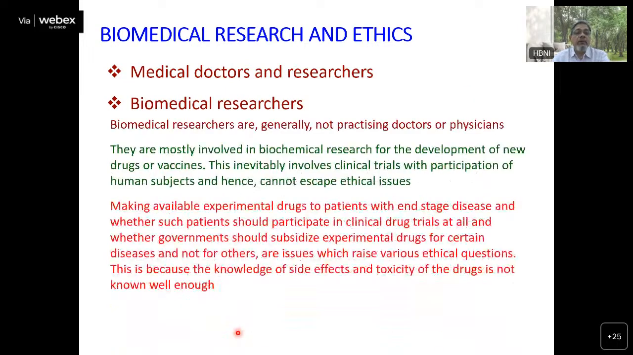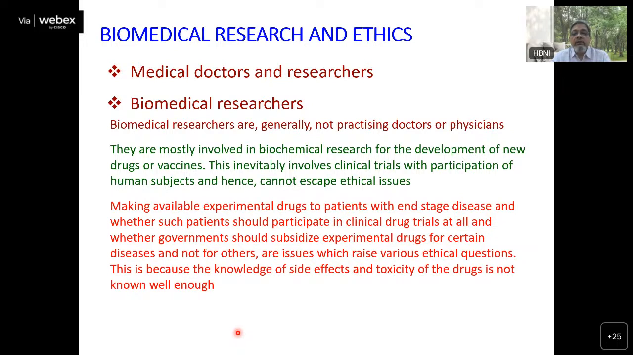So now we come to the biomedical researchers. These people in general are not actually practicing doctors or physicians. They are people who are actually involved in biomedical research. They develop new drugs. These people develop new vaccines for the society, etc.